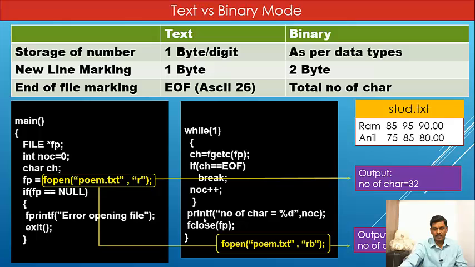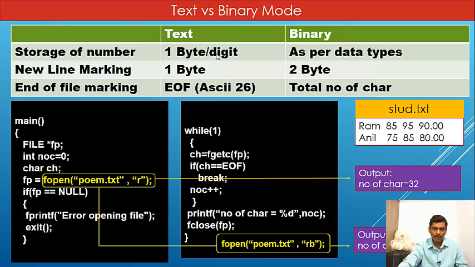Then after reading all characters up to 80.00, after reading the last 0, the next character is the end of file marking, ASCII value 26. So it reads ASCII value 26. The condition is to break, so it comes out of the loop. It displays the NOC value. What is NOC? NOC is 32. Just count RAM, because it is a text mode. So 1, 2, 3, 4, 5, 6, 7, 8, 9, 10, 11, 12, 13, 14, 15.